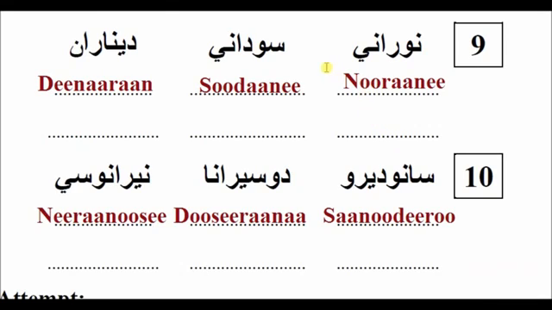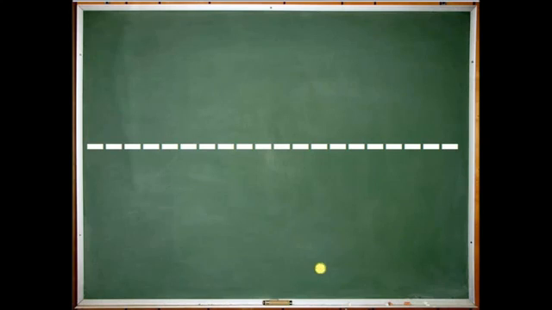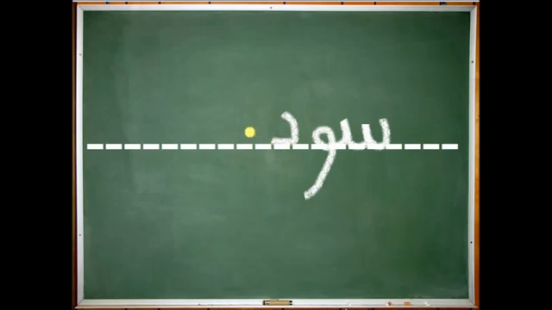The next word was Sudani. Sudani. Written. Sudani. Let's write it up. The sin connecting to the wow. Su. Da. Well, now it's da. I'm going to put the alif. Da. Then the noon connecting to the ya at the end of the word. Go back and put in our dots. Noon. Sudani. We put two dots below the ya. Sudani.